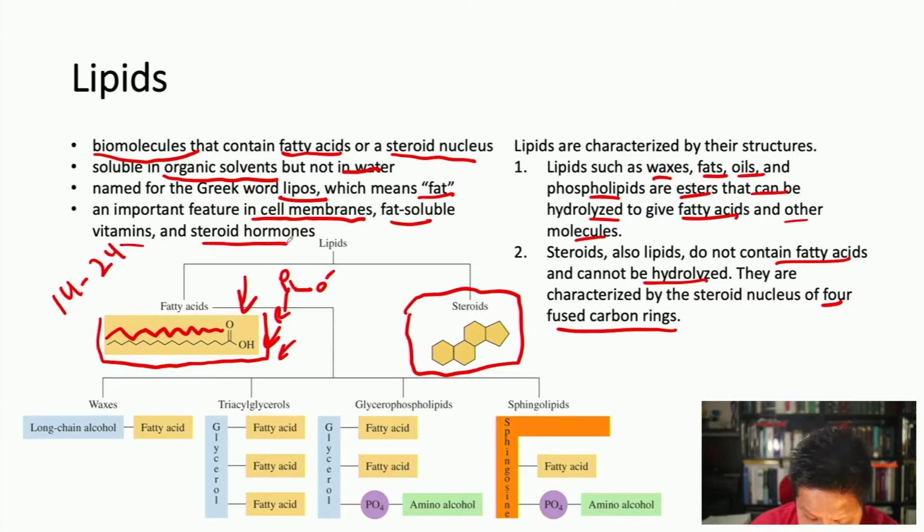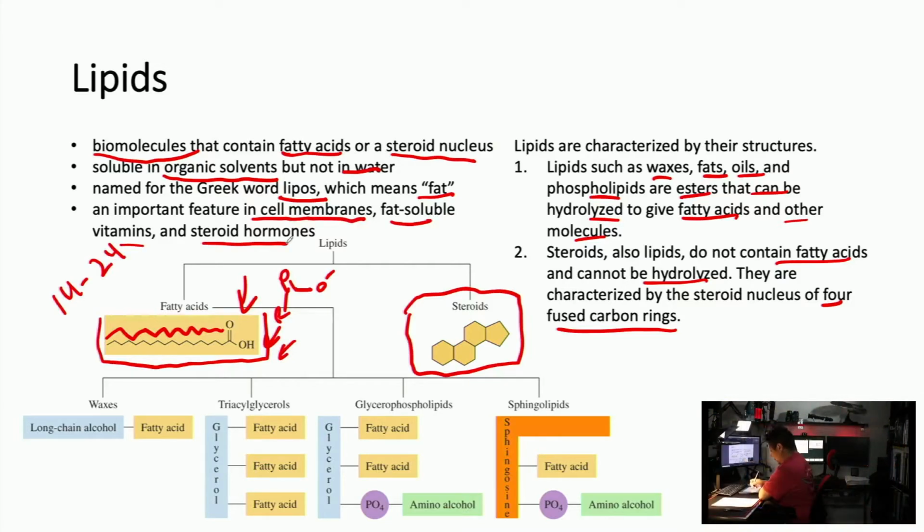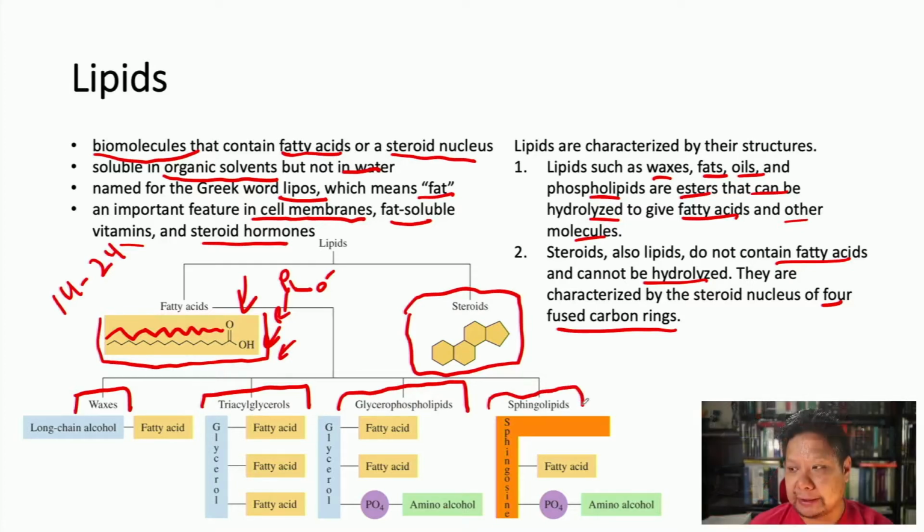Again, we'll talk about steroids a little more later in the lecture, but let's talk about the fatty acids first. They come in 4 categories that we'll talk about in this lecture: the waxes, the triacylglycerols, which is most of the fats that you consume and that are stored in your body, the glycerophospholipids, which are the cell membrane lipids, and then the sphingolipids. I've never been able to say that correctly in my entire career. Sphingolipids? I think that's how you say it.